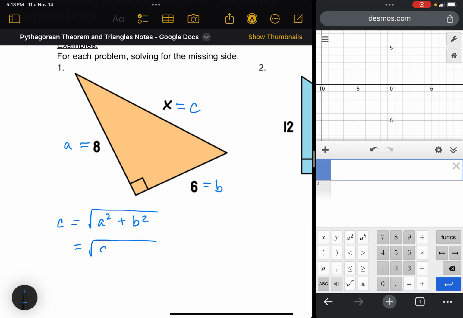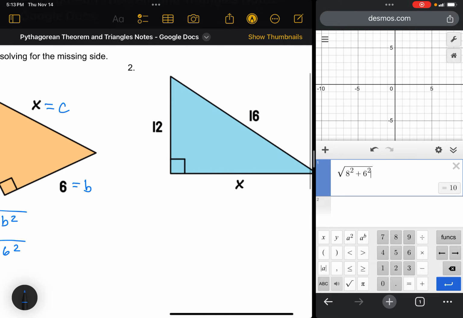A is going to be 8. B is going to be 6. And I'm going to put that entire thing in Desmos at once. So 8 squared plus 6 squared is going to be 10.